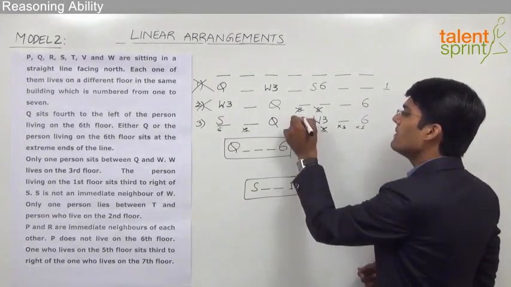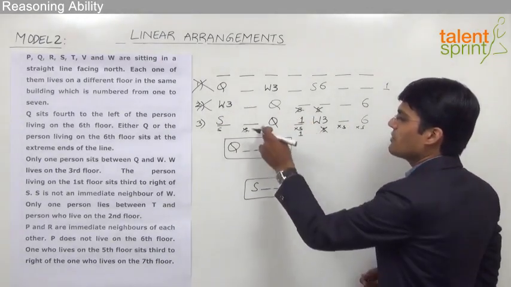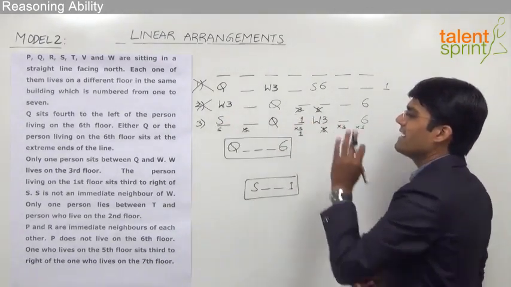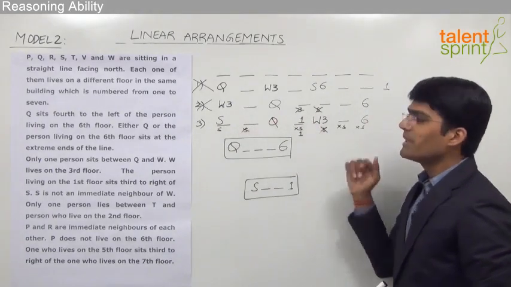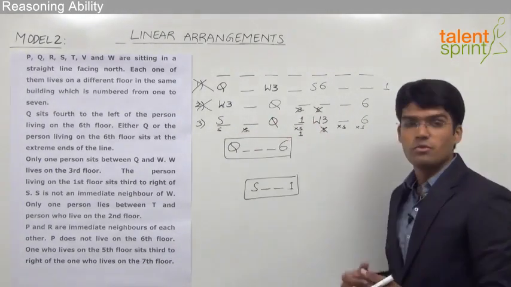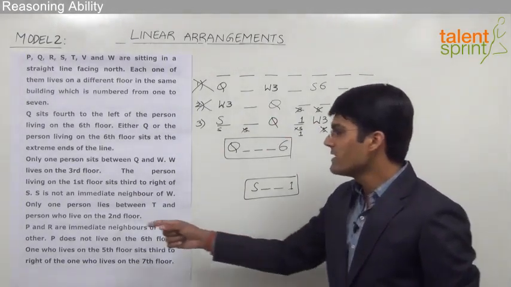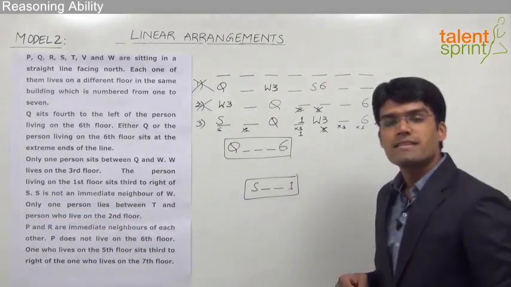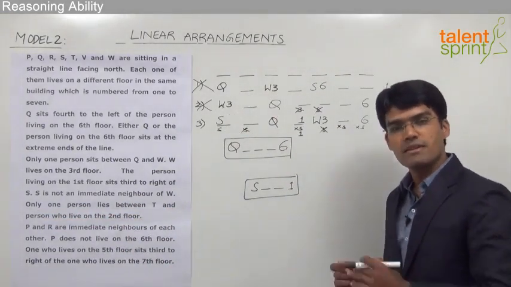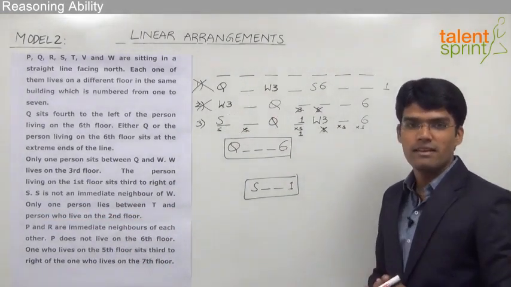And then 1 will be coming in this position as there should be a gap of 2 persons between S and the person living on first floor. So this is now the possible arrangement and we have no other case so far. The next statement is only one person lies between T and the person who lives on second floor. That means there should be a gap of 1 person between T and the person living on second floor.